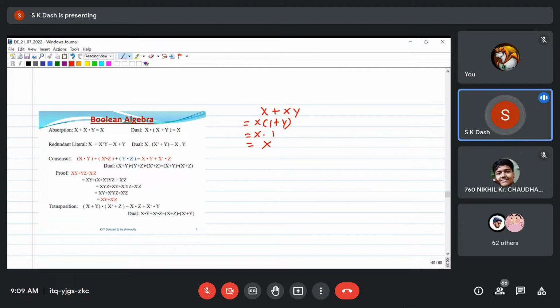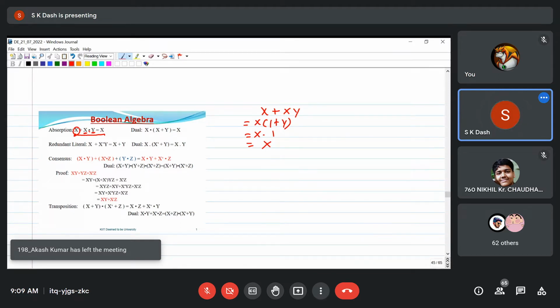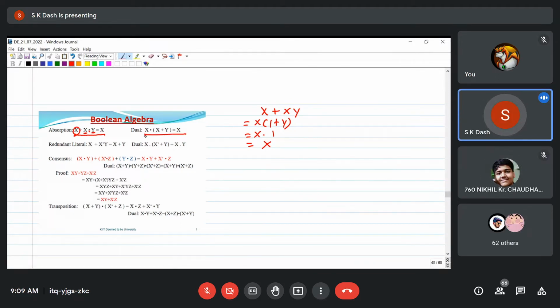So as per the absorption law, x plus x dot y, that means any variable plus that same variable dot any other variable, will be equal to that x. Its dual is also true, no need to prove it. How can we get its dual? Just by interchanging dot with plus, 1 with 0 and 0 with 1. Here x plus x dot y was equal to x, so its dual will be x dot (x plus y) equal to x.